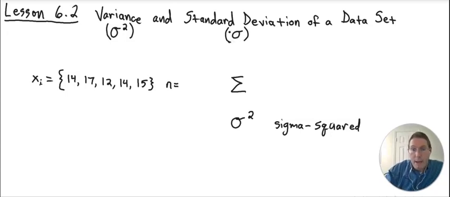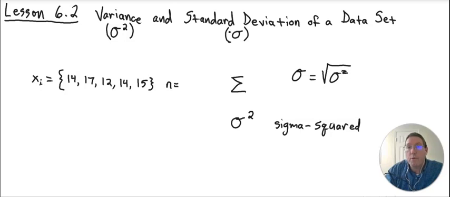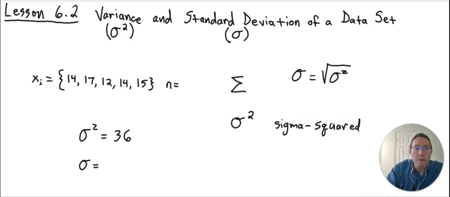Interestingly, it's really easy to calculate the standard deviation. Calculating the standard deviation requires you to know the variance, and it's just the square root of the variance, the square root of sigma squared. For example, if I told you that sigma squared of a data set was 36, then we could say that sigma, the standard deviation, is simply the square root of 36, which is 6.